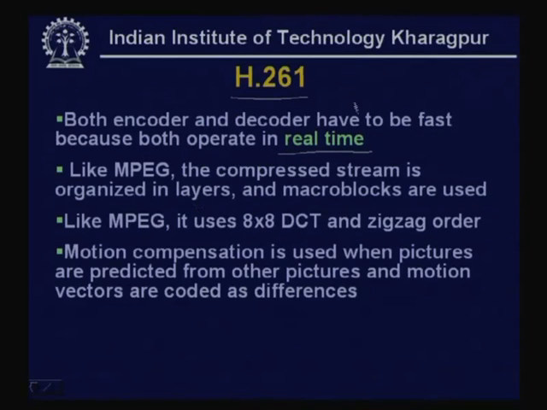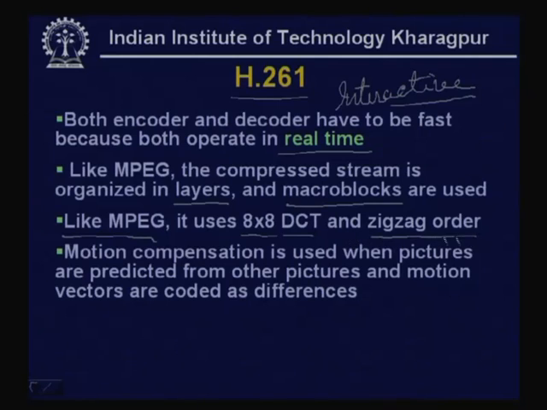because it is used for interactive video transmission, for example, video conferencing and other things. And like MPEG, the compressed stream is organized in layers and macro blocks, and like MPEG, it uses 8 by 8 DCT and zigzag order, as you have seen, for the purpose of compression, and motion compensation is used when pictures are predicted from other pictures and motion vectors are coded as differences.